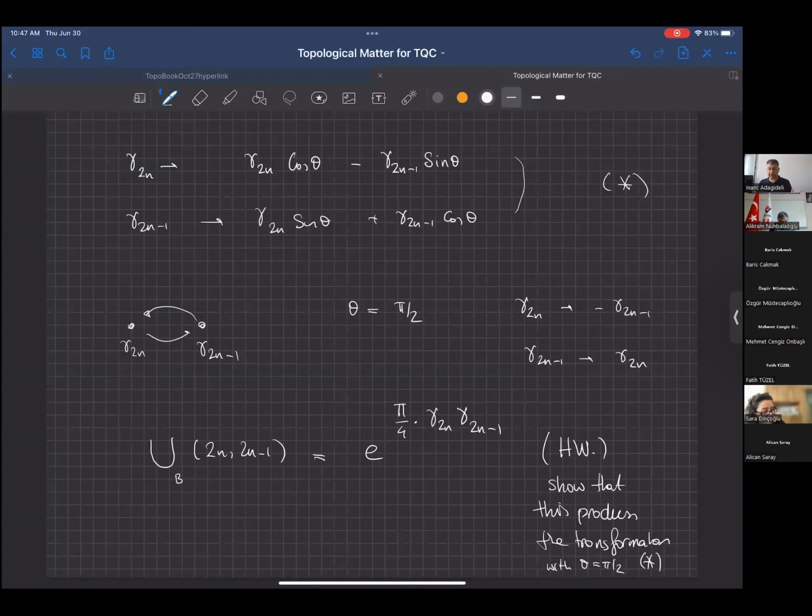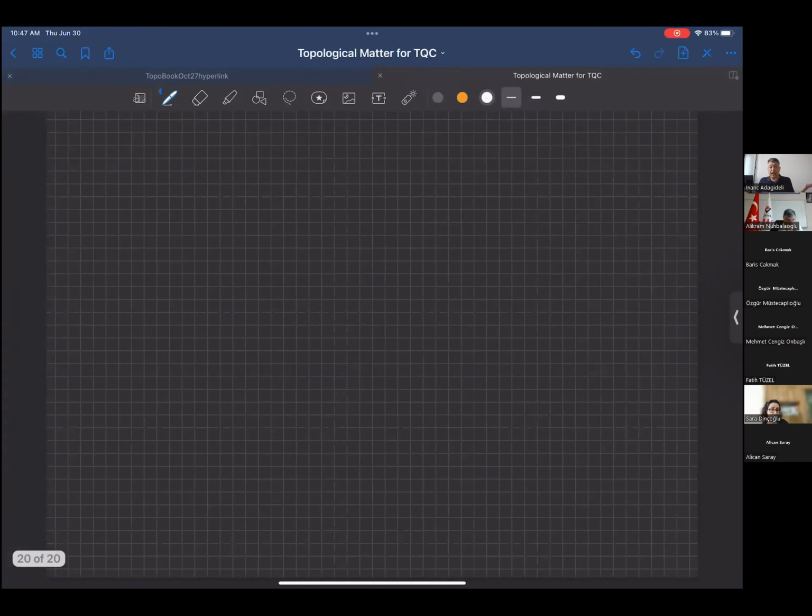Now, because I'm running out of time, I would like to move on. I would like to show you that the moment I have this operator, I can generalize it to any two particles by exchanging those two. This is the operation that changes one particle to another particle. So the most general thing, U of gamma n and gamma m, is equal to e to the pi over 4 times gamma n, gamma m. Now, this is the key thing. I don't know how I am doing on time, so I can show you how this goes, at least.